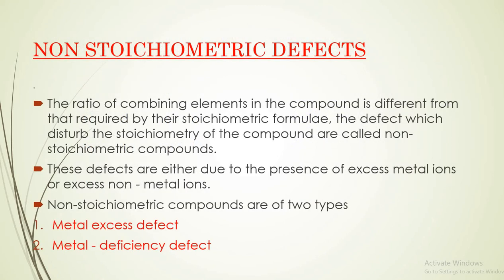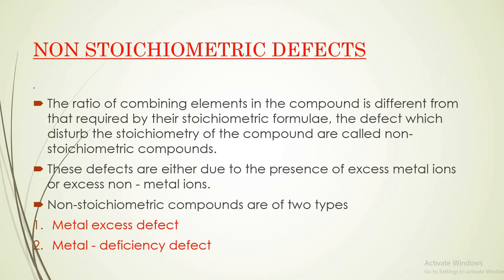Non-stoichiometric defects. In this type of defect, the ratio of combining elements in the compound is different from that required by their stoichiometric formulae. The defects which disturb the stoichiometry of the compound are called non-stoichiometric defects. These defects are either due to the presence of excess metal ions or excess non-metal ions.